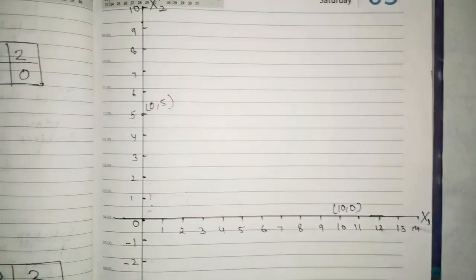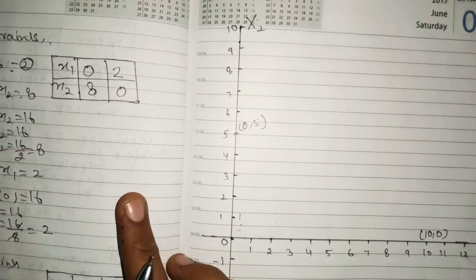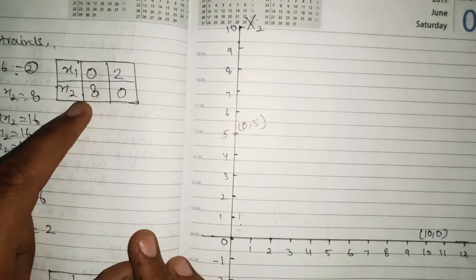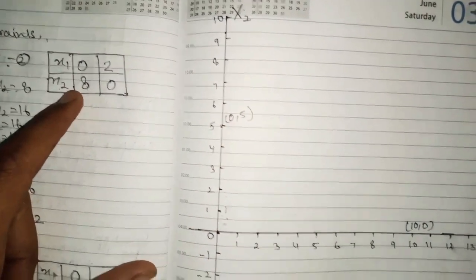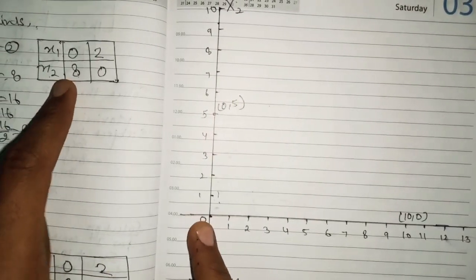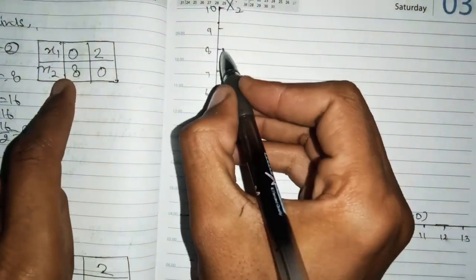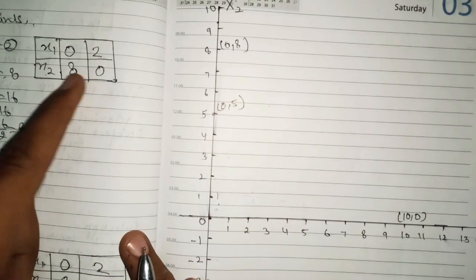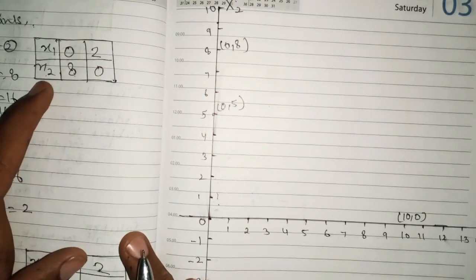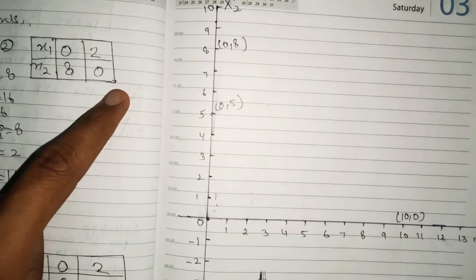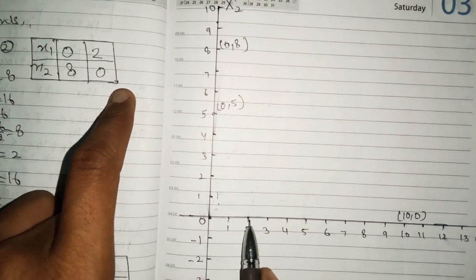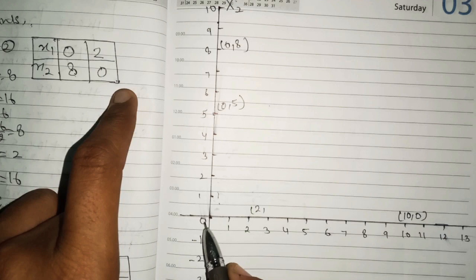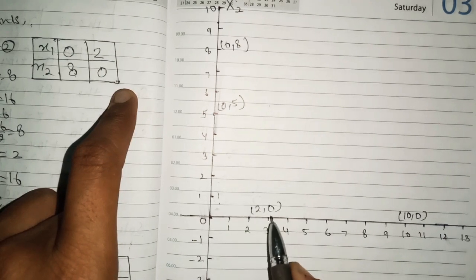And again for the second constraint, the x1 value is 0 and x2 is equal to 8. So 0, 8. For the next point, the x1 value is 2 and the x2 value is 0.